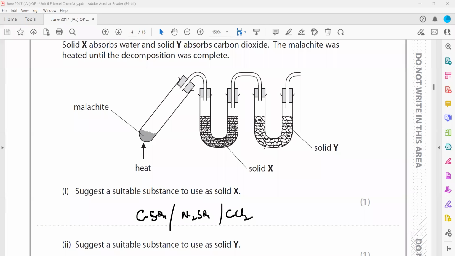Substance Y should be a basic substance because it is absorbing carbon dioxide. Carbon dioxide is a non-metal oxide, and non-metal oxides are acidic oxides. So you can have pellets of sodium or potassium hydroxide here, or any hydroxide.